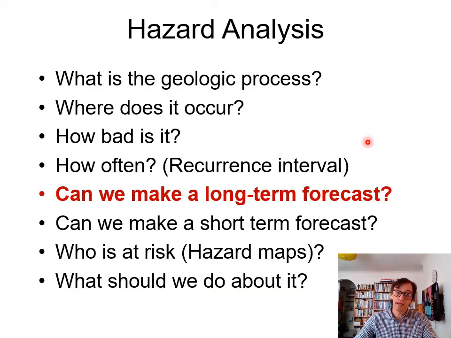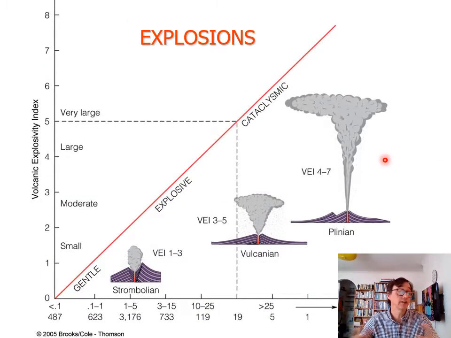So how can we make a long-term forecast? Well, it's really to do what we've just been talking about. It's to do with recurrence interval, typically for volcanoes, linking recurrence interval of different VEI scale eruptions. So how often do large eruptions take place on the VEI scale? Moderate eruptions, small eruptions. Build a history, plot them on a graph like I just showed, and that tells you the recurrence interval. Then finally, for each style of eruption.